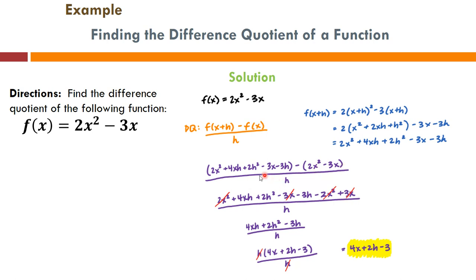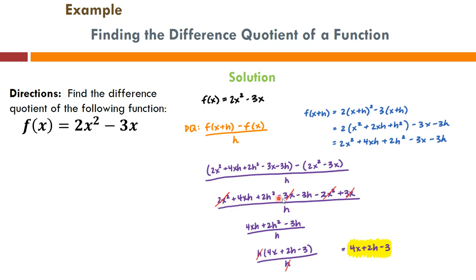Now once I've done this, I need to simplify this because remember the goal is to cancel out this h in the denominator. So the first thing that I do is I distribute this negative sign to all the terms that come behind it. So you'll notice here in the second line, my signs have changed on these two terms.